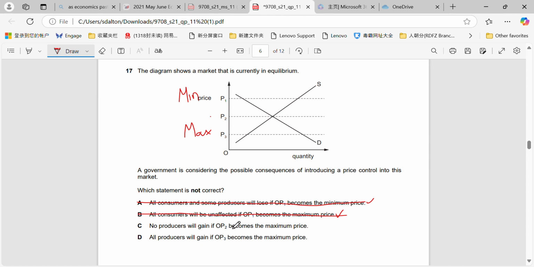No producers will gain if OP2 becomes maximum price. That is true because that is the current market equilibrium price, so it wouldn't have an effect again.